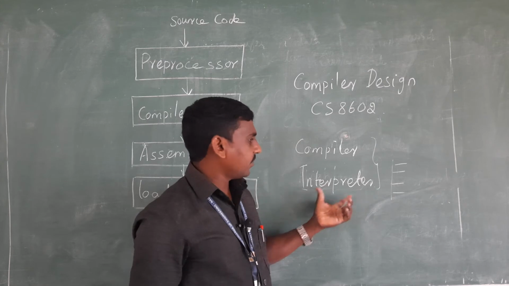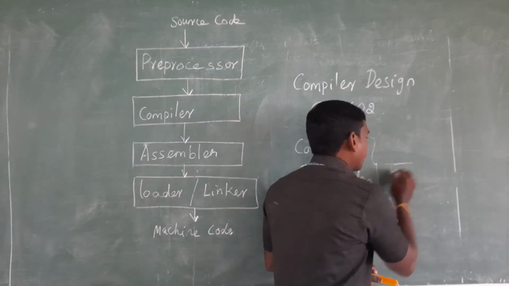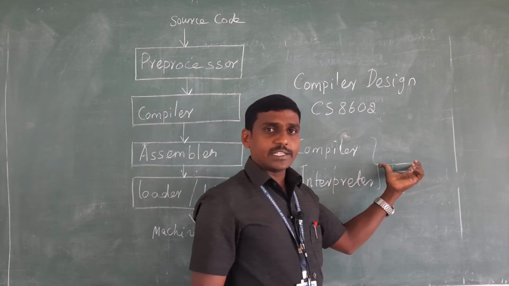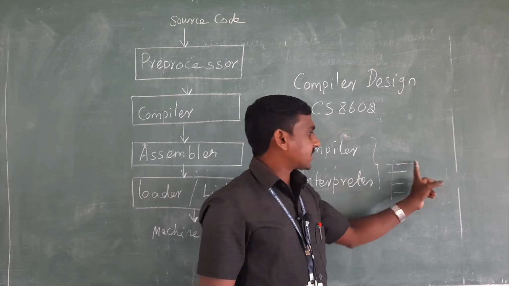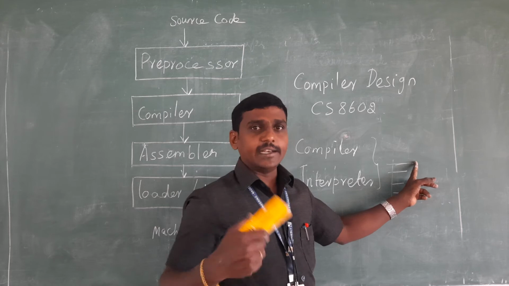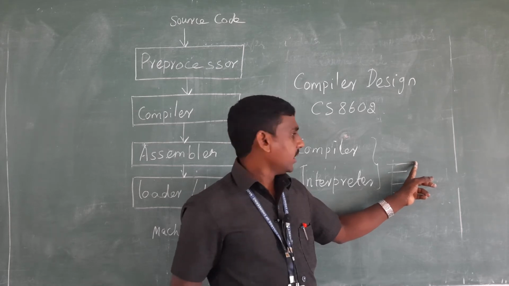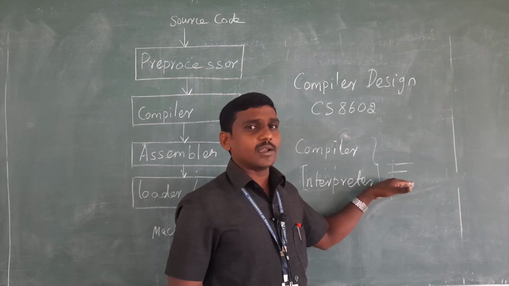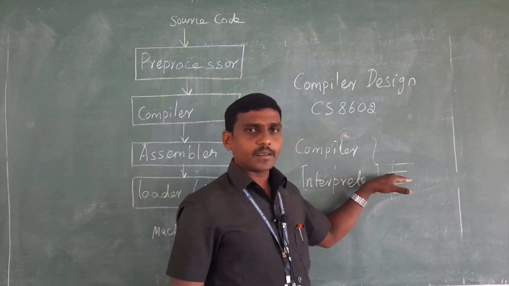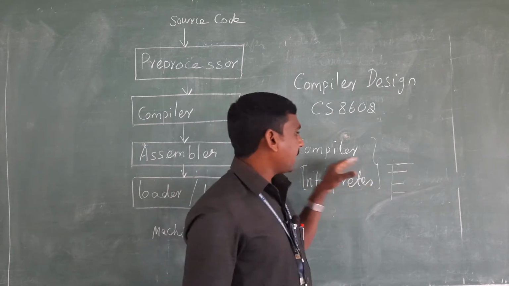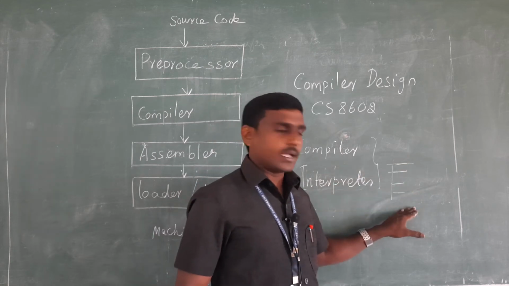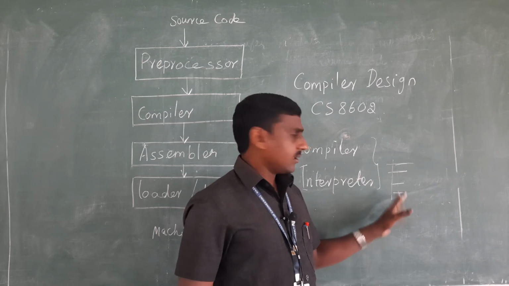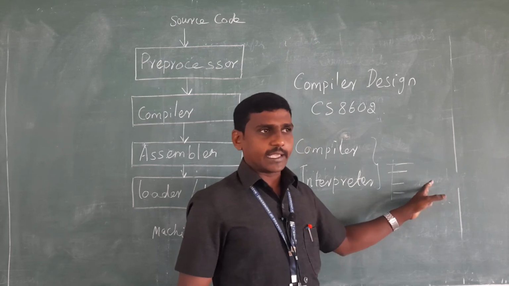But the interpreter scans the program line by line. It checks the first line, and if there is an error, it indicates it to the user or programmer, and once the programmer corrects the error, then it scans the second line of the program. Understand? But the compiler scans the whole program and tells you this line has an error, or the fourth line has an error, etc.